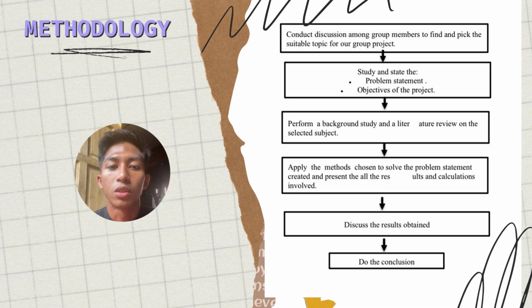First, we conduct a discussion among group members to find and pick a suitable topic for our group project. Then, we study and state the problem statement and objectives for the project, and perform a background study and literature review on the selected topic. After that, we apply the chosen methods to solve the problem statement and present all the results and calculations involved. Then we discuss the results that we obtain, and lastly, we give the conclusions.